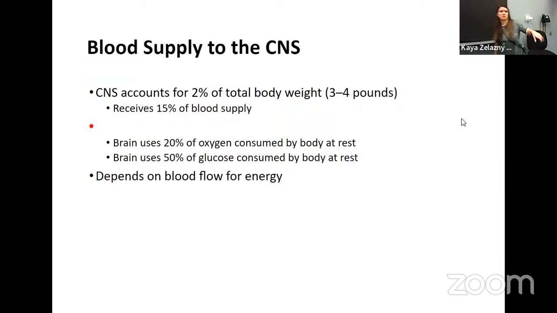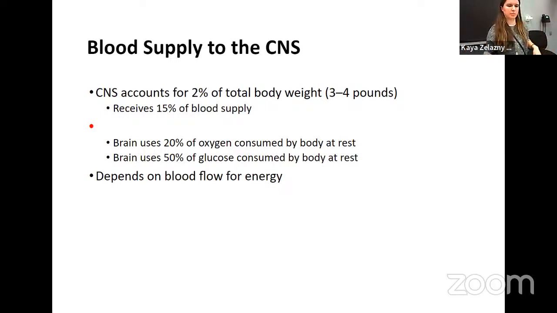Okay. So the central nervous system accounts for about 2% of total body weight. So usually it's about 3 to 4 pounds, okay, in life. But it actually receives 15% of blood supply. So it is getting a lot of blood relative to how much space it takes up in your body. Okay.